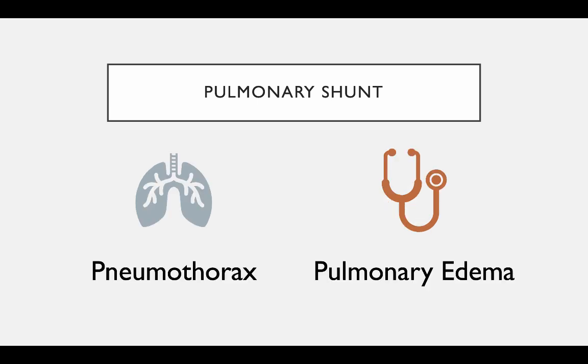enough ventilation. In this, our pulmonary shunt, typical causes of a pulmonary shunt, a low VQ ratio: pneumothorax, whether it be spontaneous, simple, or traumatic, or a tension pneumothorax, is going to cause a pulmonary shunt, and even more commonly, pulmonary edema is going to cause pulmonary shunt.